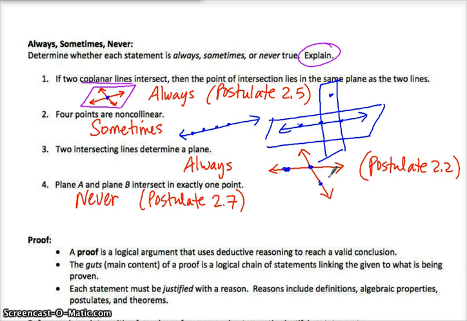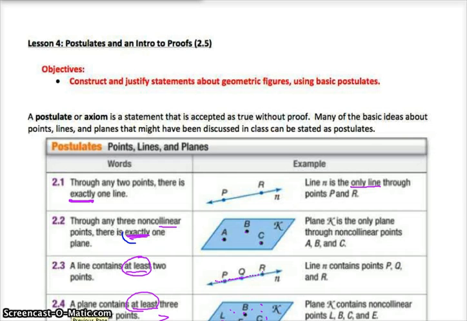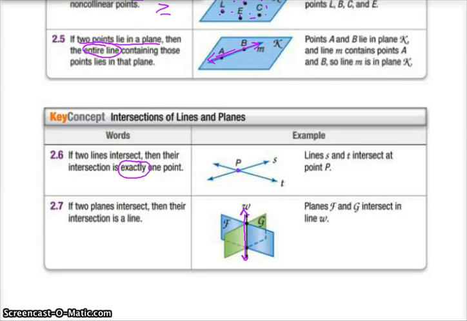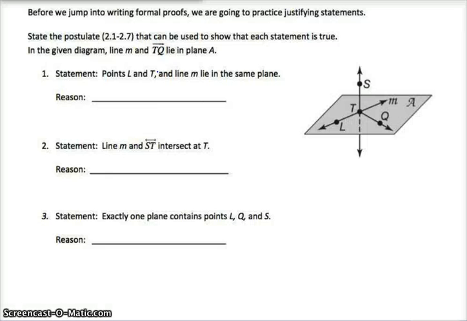And number 4, plane A and plane B intersect in exactly 1 point. Never going to happen. Why? Because of postulate 2.7, which says if 2 planes intersect, then their intersection is a line. It doesn't even give a point as an option. If 2 planes intersect, they intersect in a line. Full stop.